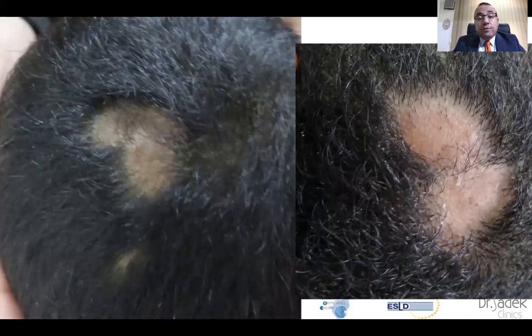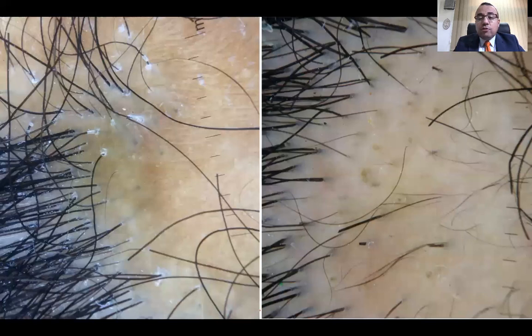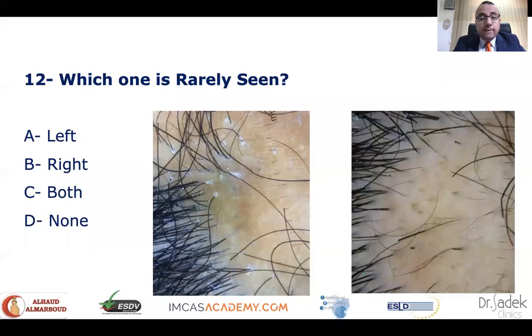Two males suffering from two heart-shaped alopecias. The one on the left is dating since birth. The one on the right is acquired. And these are the trichoscopic images of the periphery, as we mentioned before, that the diagnostic signs are present at the periphery. Okay, now, which one is rarely seen?